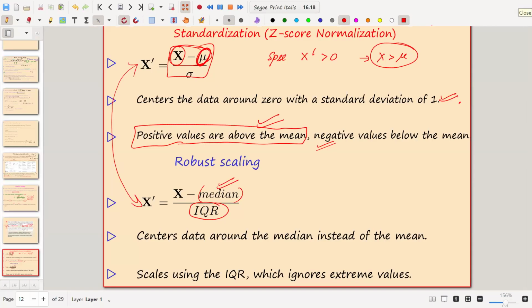Previously it was centering the data around zero, but here it is centering around the median instead of the mean, because you have the median over here.